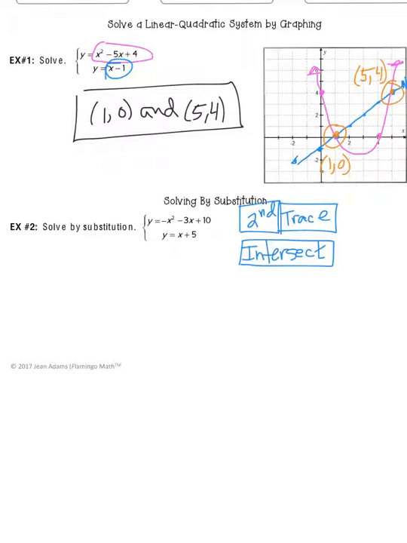Then you want to get the other intersection. So you have to do second trace, intersect again, and it's probably going to put the cursor somewhere over here. So you have to move it to the right, so toggle right until it gets it over closer to this intersection, because it's going to find the intersection that it's closest to.